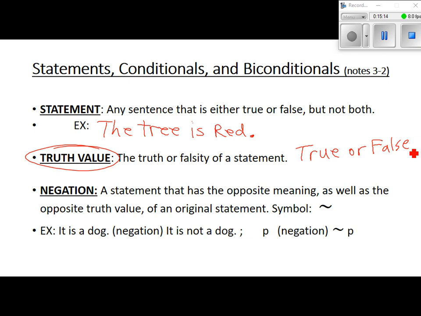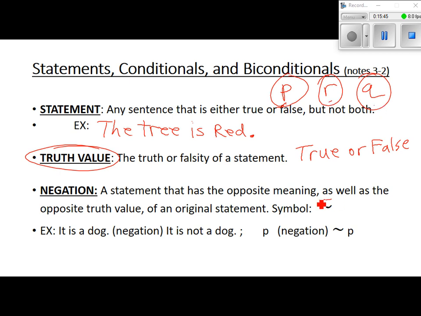A lot of times, throughout the rest of this chapter, we'll use just letters like P, R, Q, so that you don't have to write out a whole sentence. So this is just some statement, this is just some other statement, this is some other statement. It makes it shorter. So this is just a statement P, statement R, statement Q.